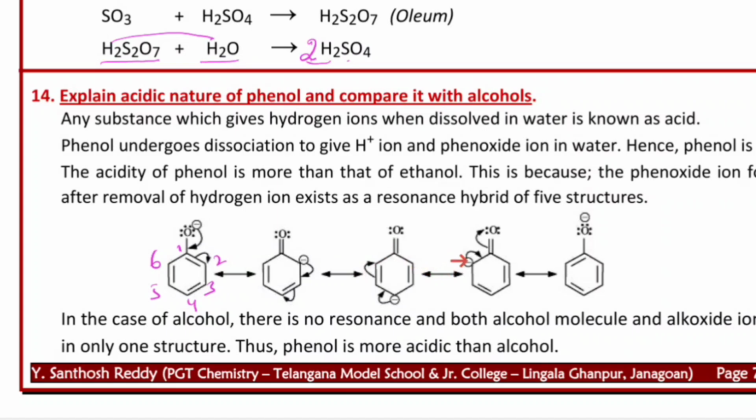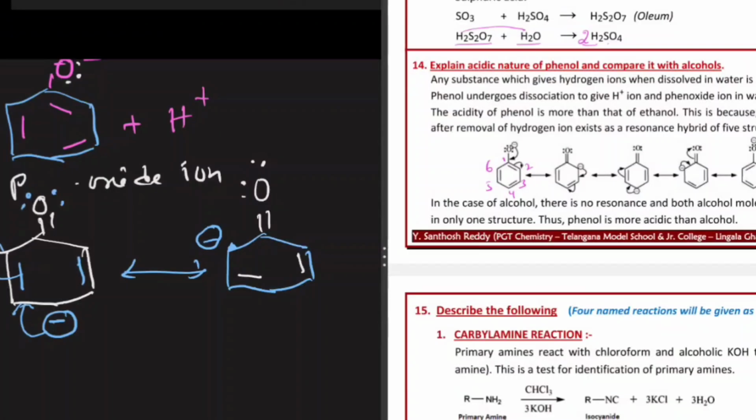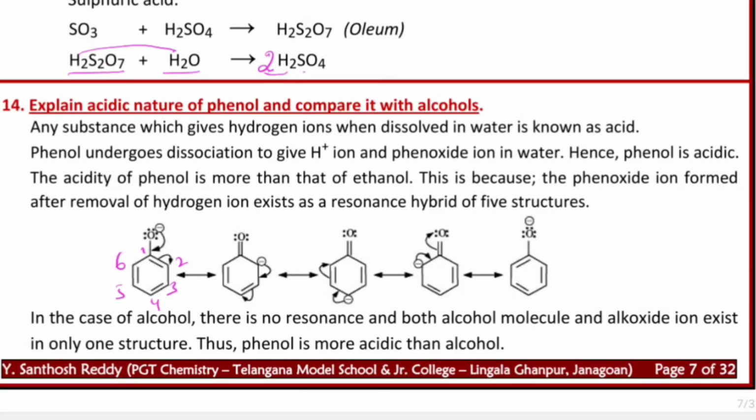When the ion is more stabilized, its acidic nature will be more, so that phenol is more acidic in comparison with alcohols. Any substance which gives hydrogen ions when dissolved in water is known as an acid. Phenol undergoes dissociation to give H plus ion and phenoxide ion in water, right? That we have seen already. See here, when phenol undergoes dissociation, it gives phenoxide ion and H plus ion. So it is considered to be of acidic nature, right? Hence phenol is acidic.